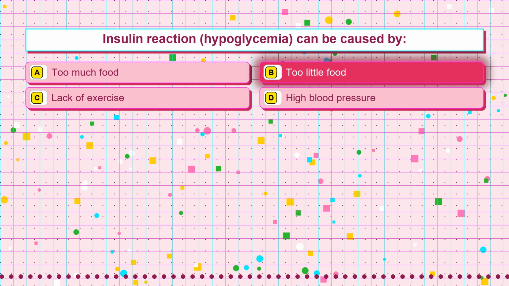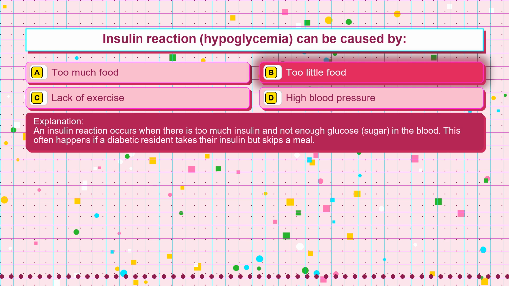The correct answer is option B. Too little food. An insulin reaction occurs when there is too much insulin and not enough glucose, sugar, in the blood. This often happens if a diabetic resident takes their insulin but skips a meal.